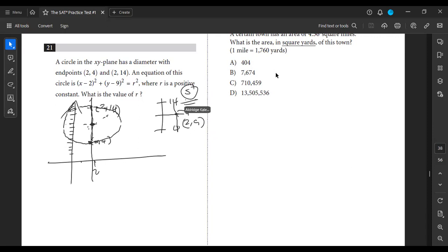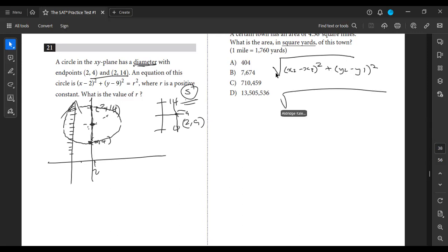We've been told this has a diameter with these endpoints. Did you guys ever learn about distance? The distance formula: x2 minus x1 squared plus y2 minus y1 squared. So let's find the distance, the diameter, and then find the halfway point. x2 minus x1, which is 2 minus 2, is 0. So we have 0 minus 0 squared plus y2 minus y1, which is 14 minus 4 squared. 0 minus 0 squared is just 0.